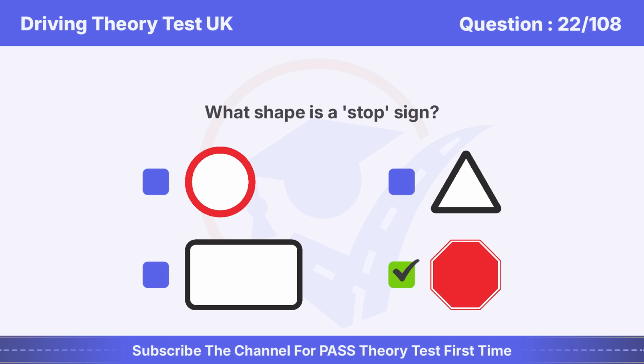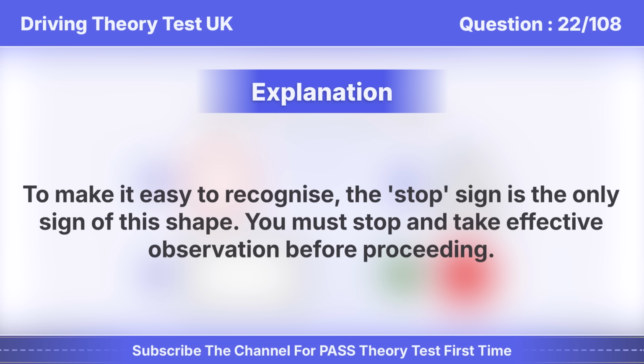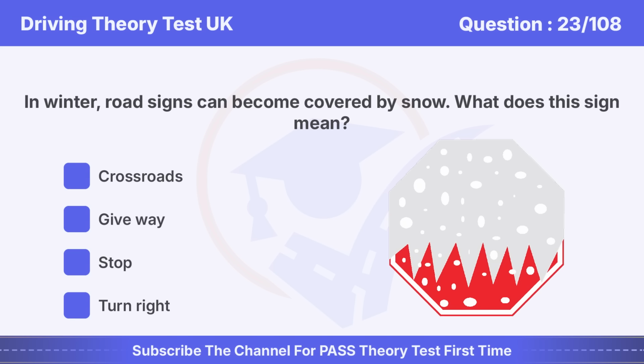Answer is D. To make it easy to recognize, the stop sign is the only sign of this shape. You must stop and take effective observation before proceeding. Question 23. In winter, road signs can become covered by snow. What does this sign mean?